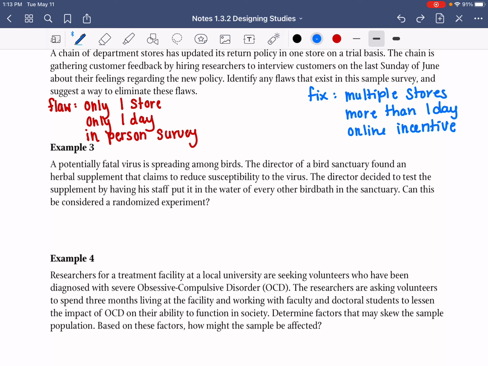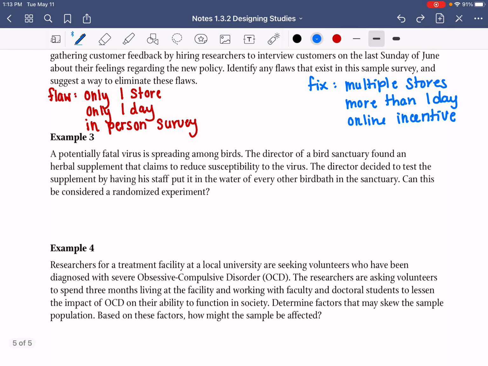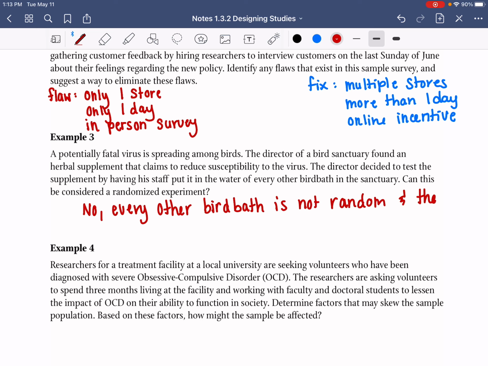And if there is a bird sanctuary and there are all these bird baths, these birds are flying around, right? They're going to use this bird bath and they might go over to here, and then go over there. So they can't really control that, unless they were in cages, but it's a sanctuary. So is this a randomized experiment? We're going to say no. Every other bird bath is not random. And they can't control which ones the birds use.